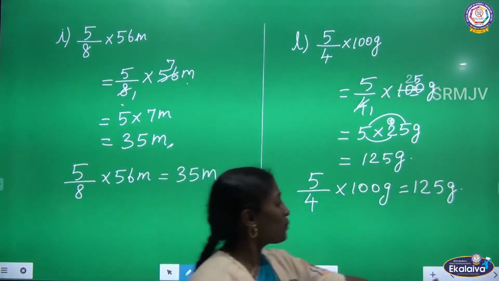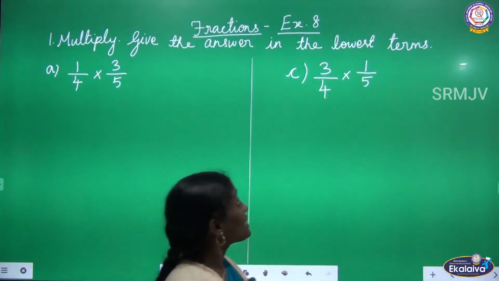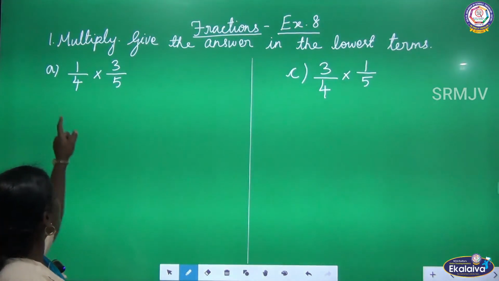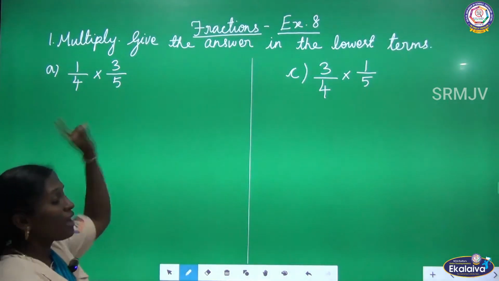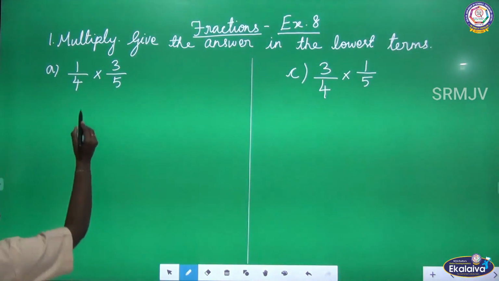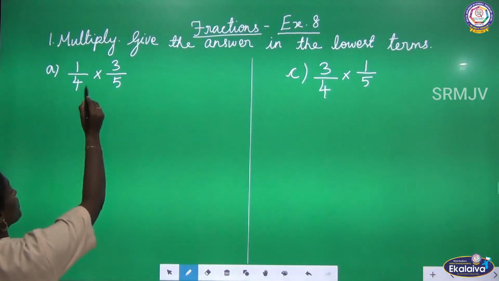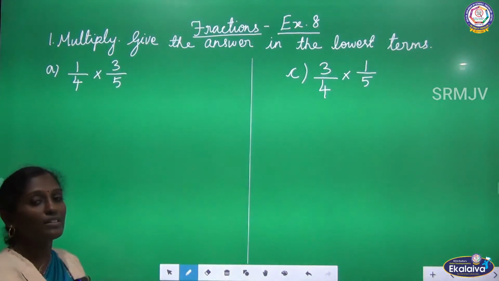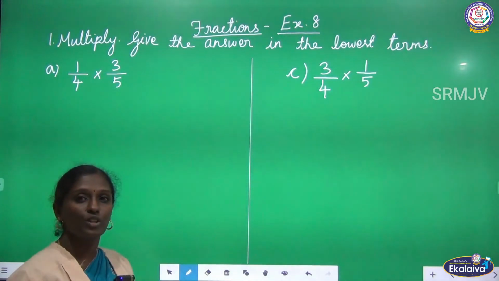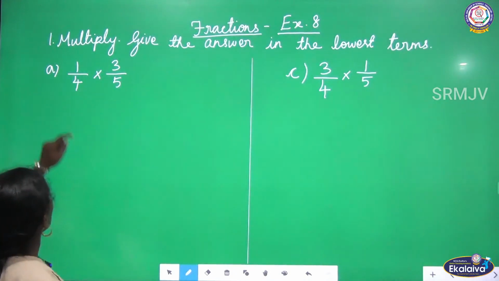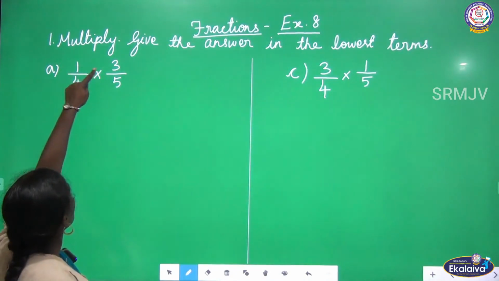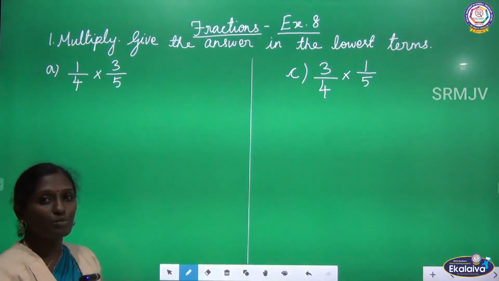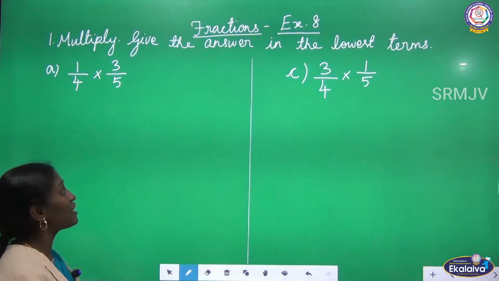Next we are going to do the problems in exercise 8. Here also we are going to multiply the fractions. Here we are going to multiply a fraction by another fraction. Okay. Here see the first set of fractions, 1 by 4 into 3 by 5. Here first we have to check whether there are any possibilities to reduce the numerator and denominator. Here in the numerator 1 and 3 are there, in the denominator 4 and 5.